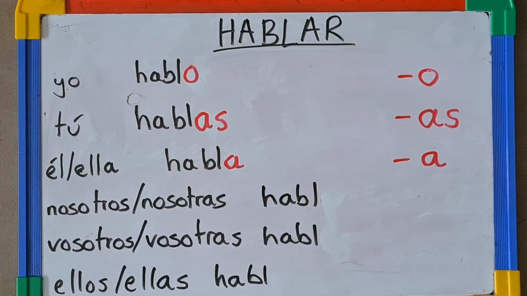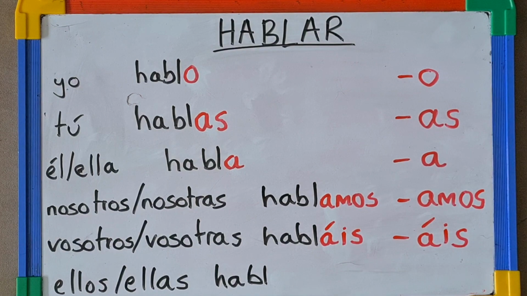Now he or she speaks. This would be él or ella habla. One more time. Él or ella habla. Now we speak. This would be nosotros or nosotras hablamos. Repeat after me. We speak. Nosotros or nosotras hablamos.